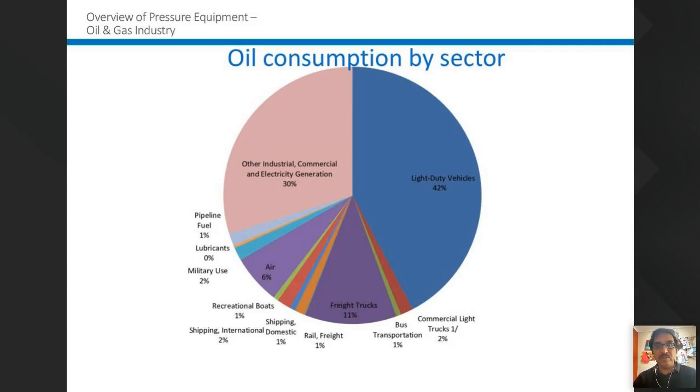So 40% of consumption is by on-road transportation: light vehicles, cars, and bikes. That's the major consumer. The remaining 30% is for industrial use. It's basically commercial electricity generation, and the balance is by heavy vehicles, trucks, sea transportation, and jet aviation fuel. Well, yeah, this is oil consumption by sector.